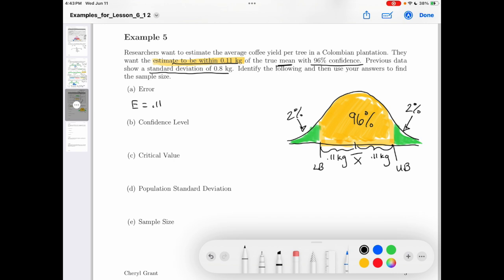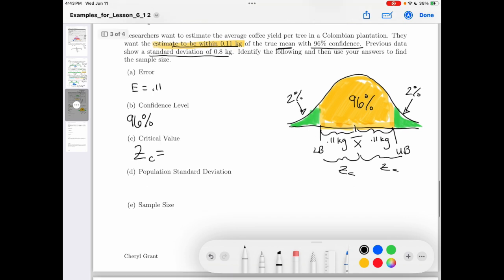So for part B, we know that we want a 96% confidence level. We need to find our z-critical. So that tells us how many standard deviations I need to come out from the center on either side. So use GeoGebra. Pause the video. You should get, when you do that, 2.05 when you round it to two places.